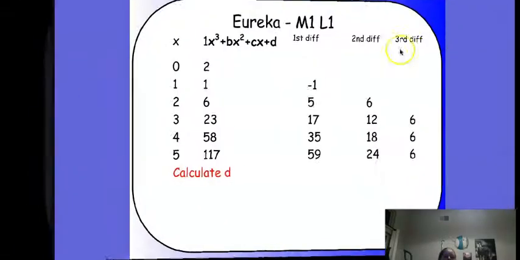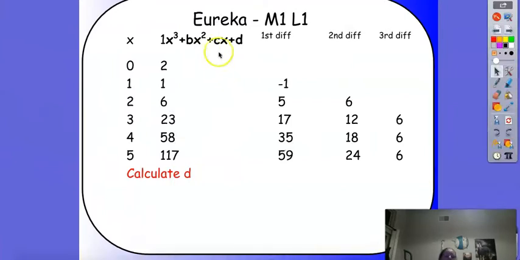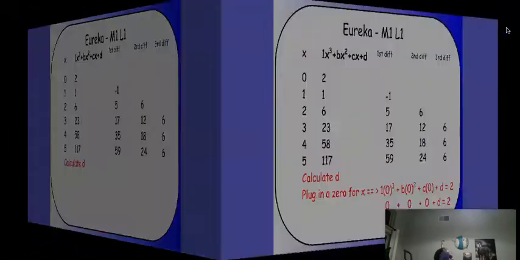But I'm not going to do b and c next. I'm going to do d next. How would I calculate d? Well, if I put in a 0 for x, I'm told that I get a 2. So if I put in a 0 for x, I get 0 plus 0 plus 0 plus d, which has to equal 2. So doesn't d have to equal 2? Does that make sense?